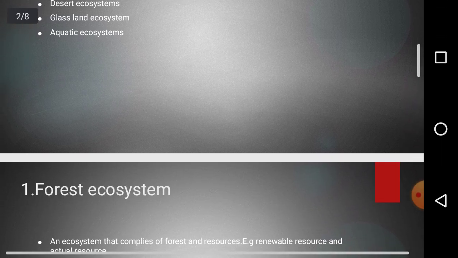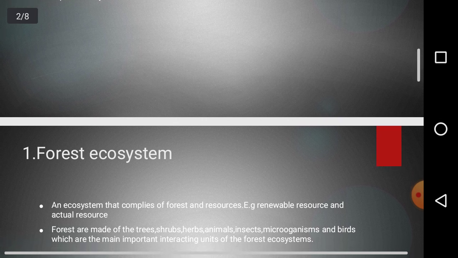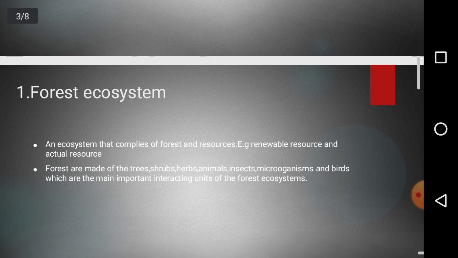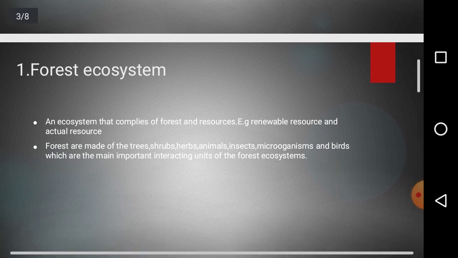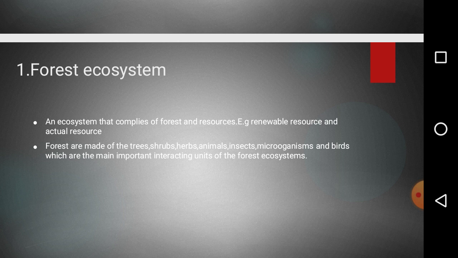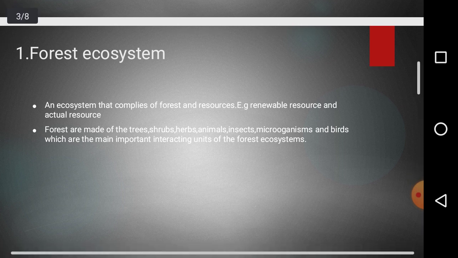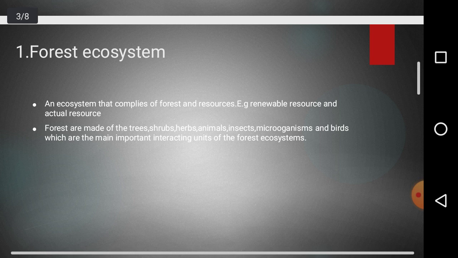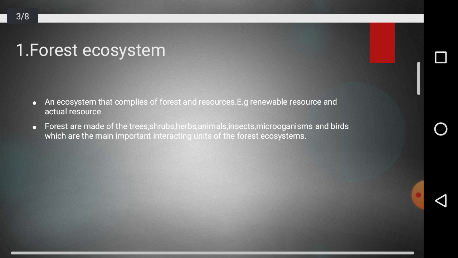As mentioned earlier, in this video we are going to look at the forest ecosystem. So now let's look at the forest ecosystem. So forest ecosystem, it is an ecosystem which comprises forest and resources. And in addition to that, the forest consists of renewable resources and natural resources.